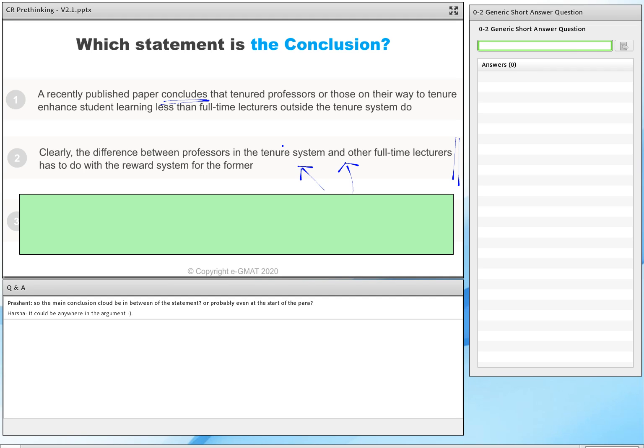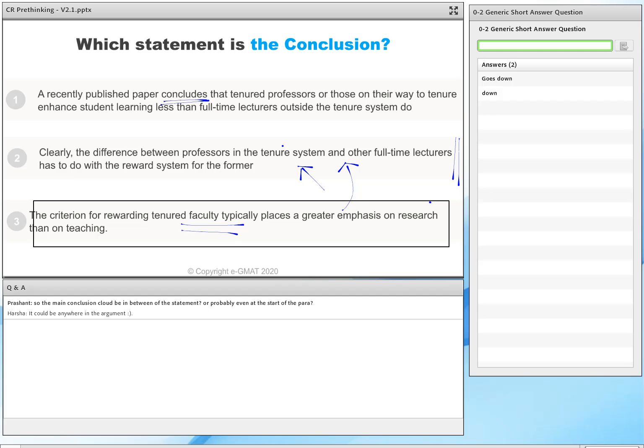Does it go up? Does it go down? If there is no statement 3, if you just are reading statements 1 and 2, what happens to your belief? It goes down, right? You don't believe as much in the conclusion as you did with this piece over here. So if removing a statement reduces your belief in the conclusion, then what is the statement doing? It's increasing your belief in the conclusion, so it's a premise or a strengthener.